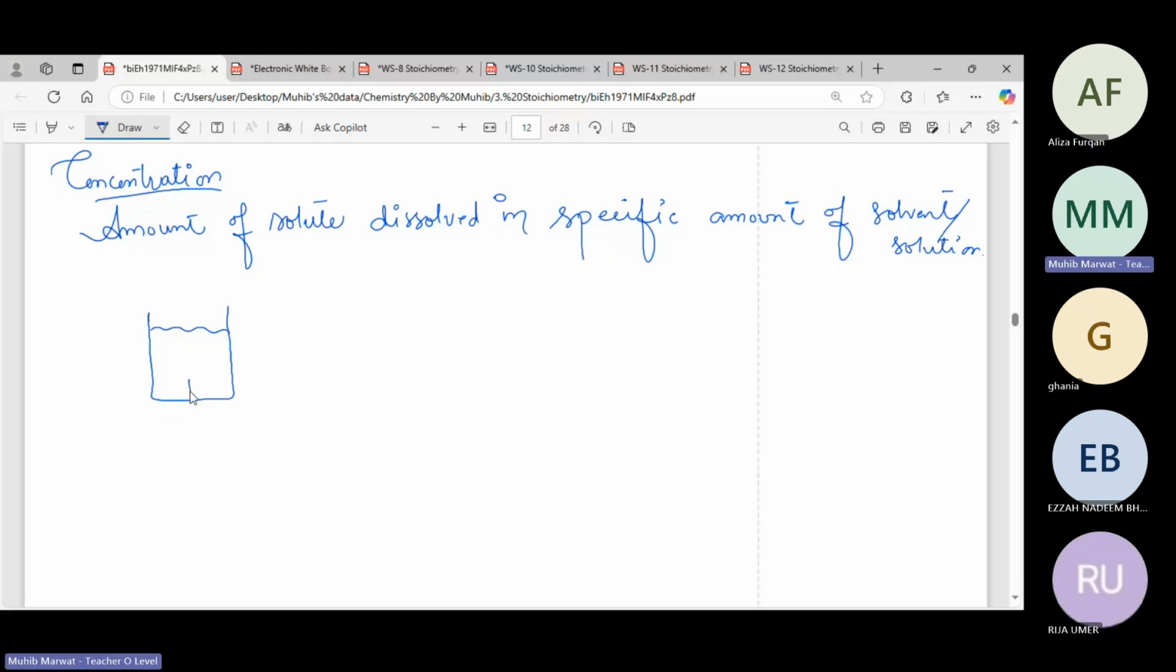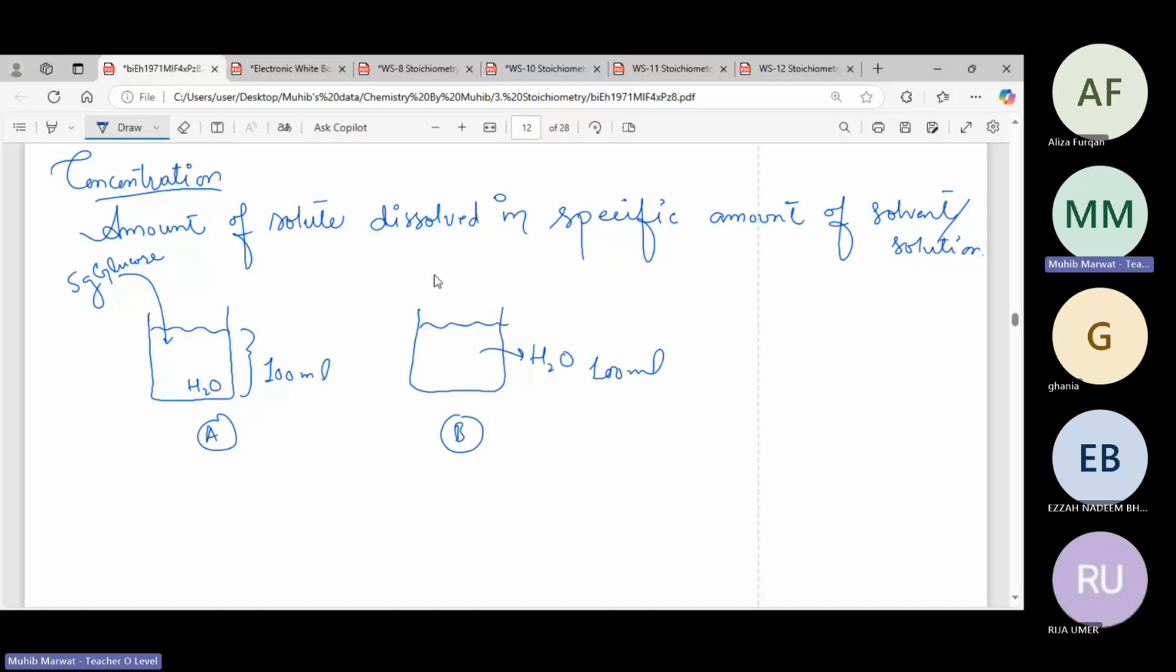So, for example, we have 100 ml, or 100 cm cube, of water, and we are going to put 5 grams of glucose in it, at the same temperature. Same is the case with solution B, having the same amount of water, that is 100 ml, and we are going to add 15 grams of glucose in it. So the amount of solute in solution B is more as compared to solution A.